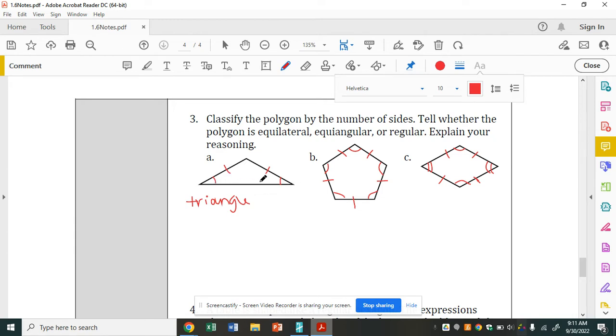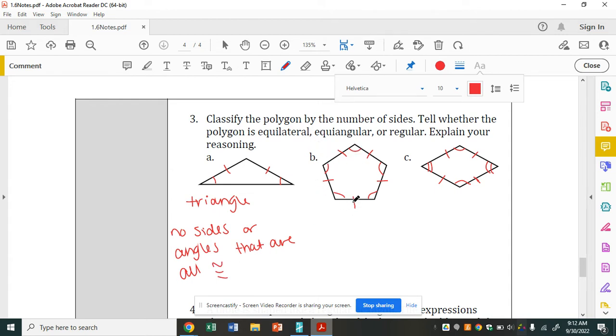You have this bottom side that has a different measure, and all 3 angles are not congruent because you have this top angle that has a different measure. So it's none of the above, right? There's no sides or angles that are all congruent. Okay, I'm putting in my shorthand here.